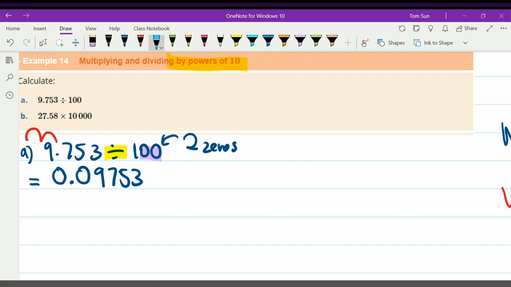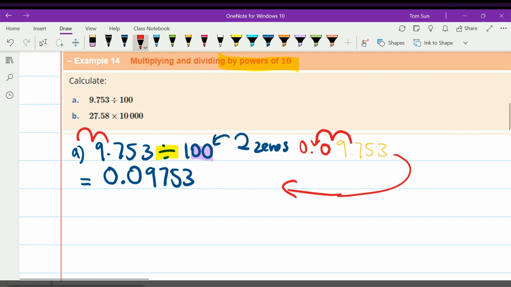I might draw it again here in a different color so you can see what I'm doing. 9.753. This decimal point moves twice. So 1, 2, and so this becomes 0.09753. That's how I got that answer. I'm moving it twice because there are two zeros. I'm moving it left because it's divide. Okay, the number's getting smaller, then naturally it has to be moving left.